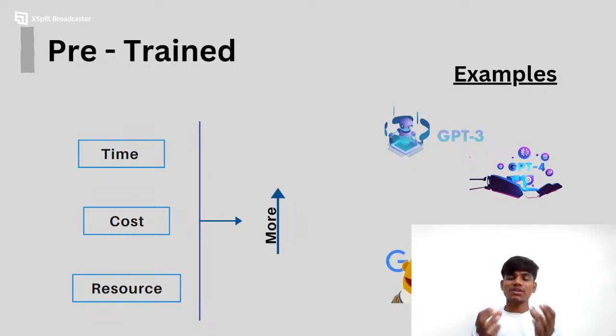Means it has some of the large language models, which is going to be processed further, as we see in the transformer. Like that, the large language models are going to be processed. That type of model, requiring more time, cost, and resources, we will call pre-trained models.